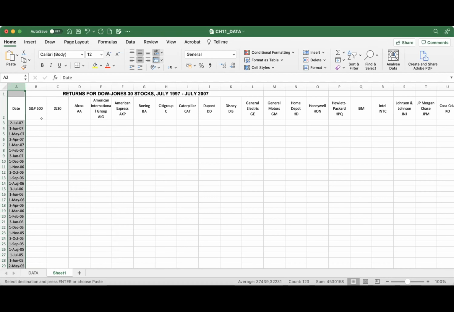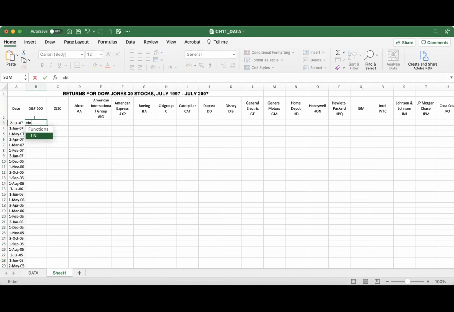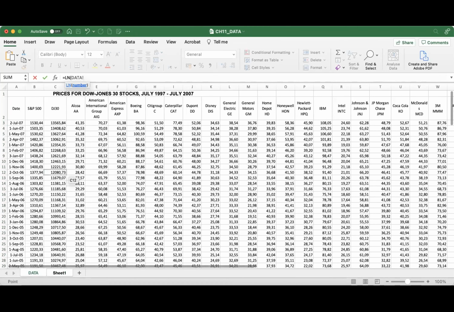Now we have to compute the returns. Are you ready? Then we start with the S&P 500. So equal to the logarithm. Now go to data. The one of July divided by the one of June 2007. Then close the parenthesis.